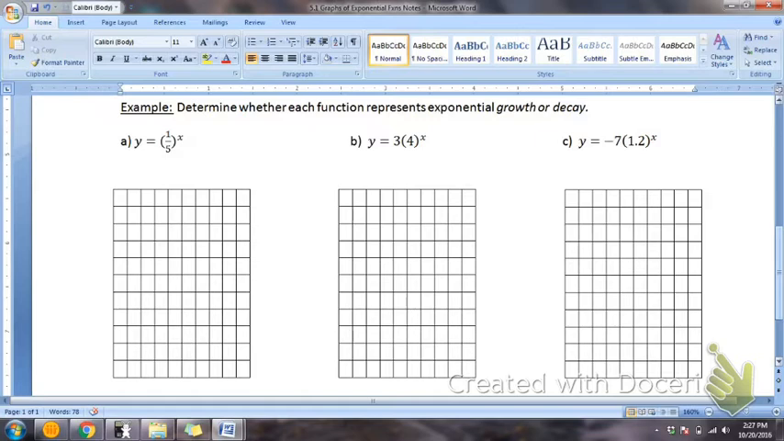Okay, so the first thing on letter A is for us to identify whether this is growth or decay. What would you guys say about letter A? Is it growth or decay? Decay. Why do we know it's decay? Good, it's a fraction. Okay, so we're going to write off to the side that this is decay. And then what is the y-intercept? 1, right? Because there's a hidden 1 in front. So (0, 1) is my y-intercept.